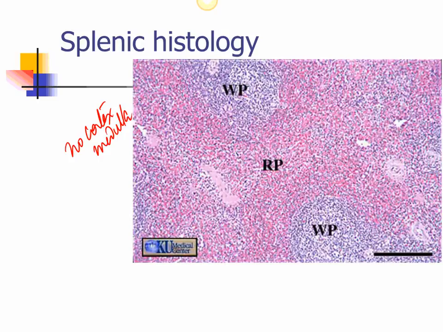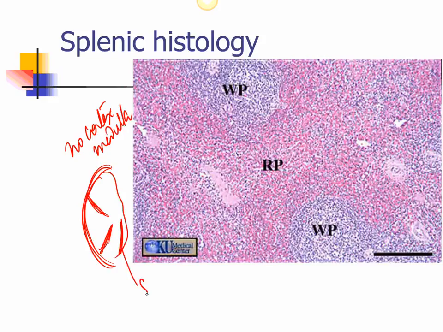It does have a capsule. So if we draw the spleen, there is a capsule. And what the capsule does, wherever you have a capsule, it sends in these little septae inside. These are known as septae or trabeculae, again, same thing.